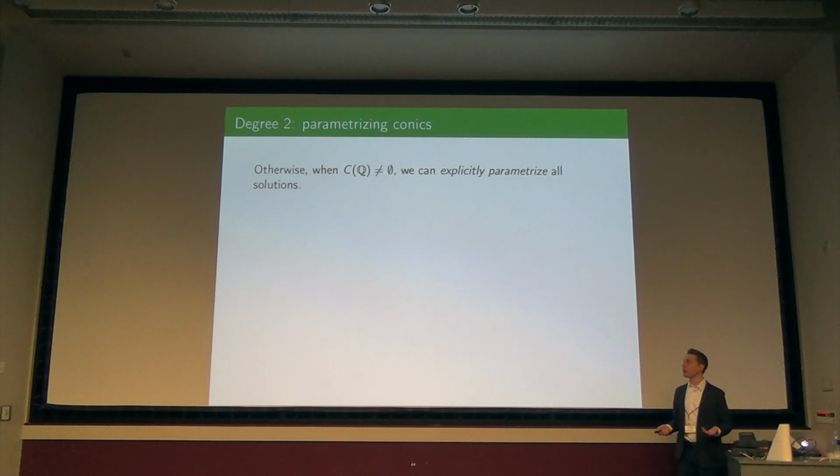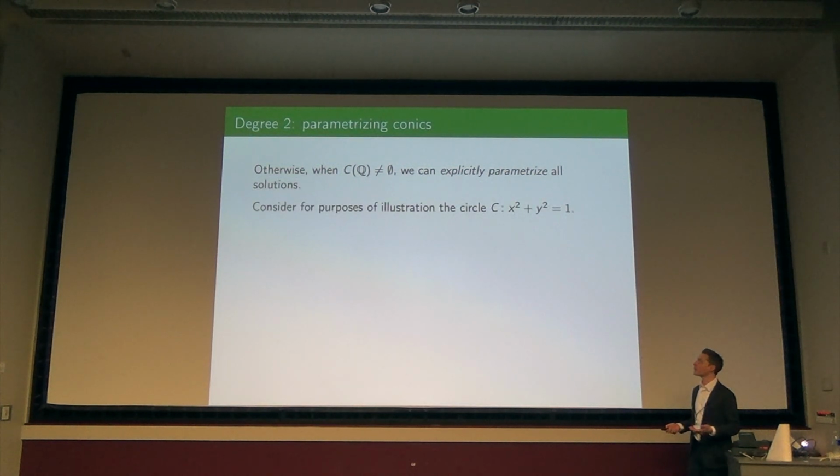So when I say parameterization, let's consider, for purposes of illustration, the circle. How do you find all the rational points on a circle? Have you done this before? Have you seen it before? Yes, no? Well, you can see it again if you have, and if not, boy, am I glad to be the person to tell you. How do you parameterize the circle?